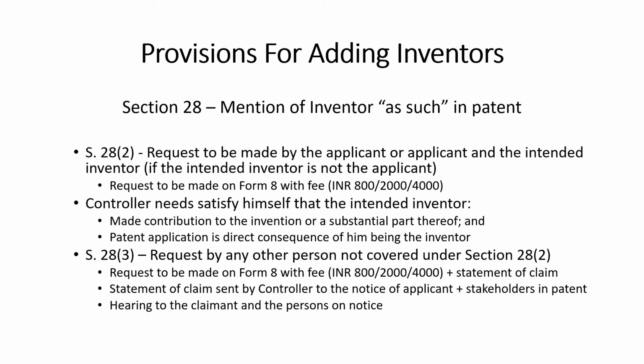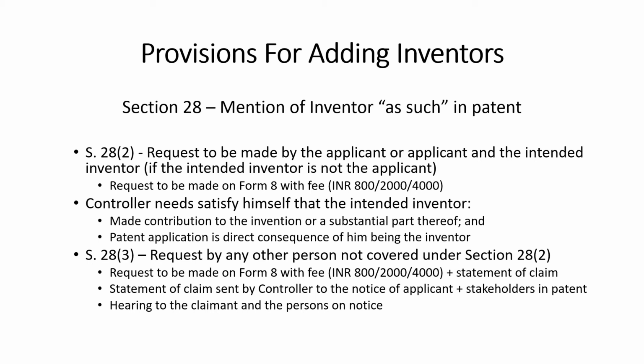Upon receiving such a request, the controller sends the statement of claim to the applicant of the patent application and also all stakeholders in the patent application. So before deciding such an application for addition of inventor, the controller has to hear both the claimant as well as the persons who are on notice, and then decide whether the name of the additional person could be added as the inventor or not.